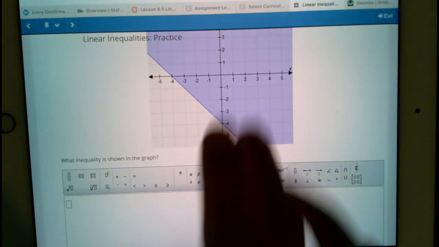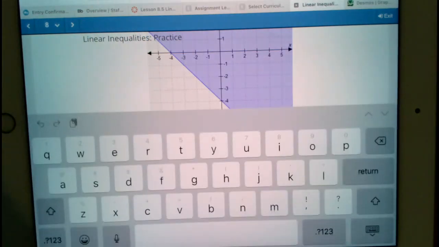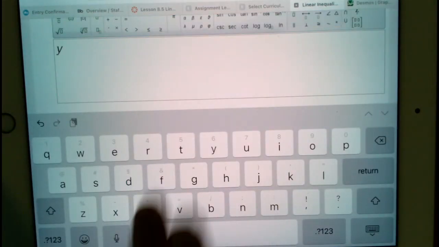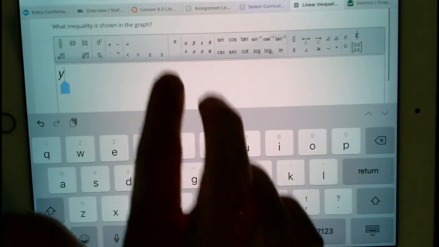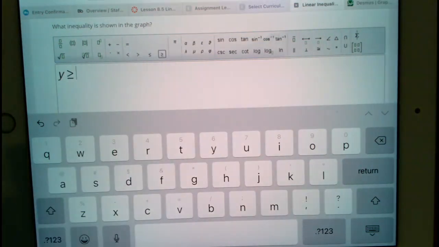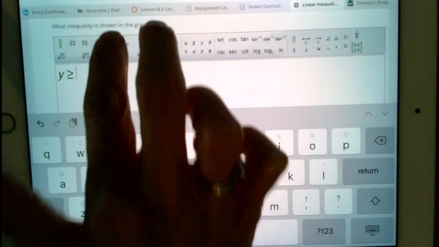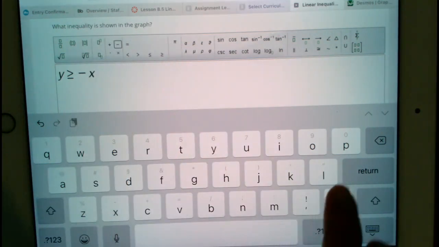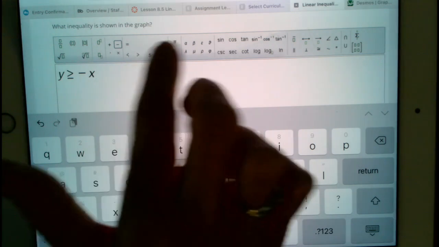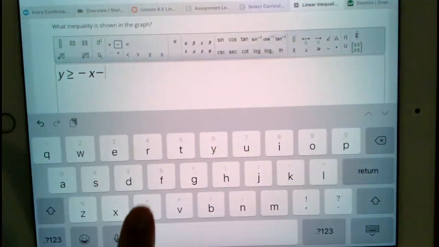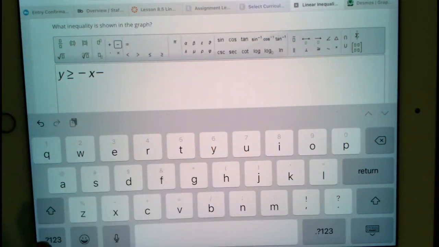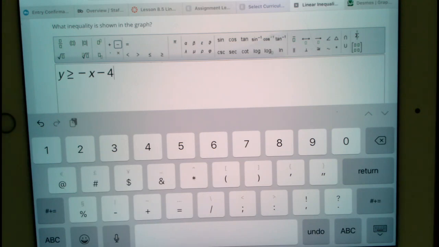Let's see. It says to write it in the form of y, and then we're going to have to use our box up here, greater than or equal to -x. So here's -x minus 4. Minus 4. So there's our answer.